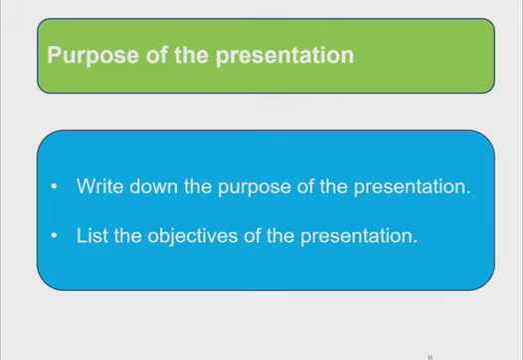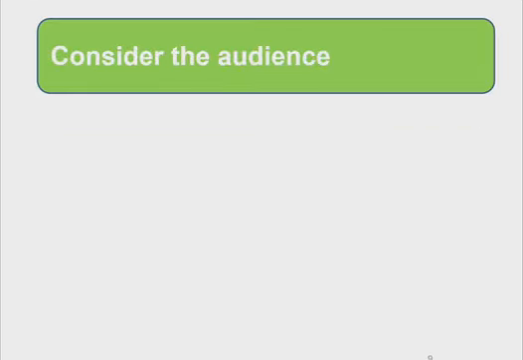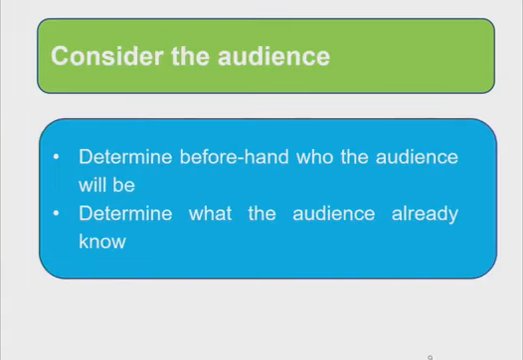So what do we do before we even do the actual presentation? You need to decide on the purpose of your presentation. So you write down your purpose, and then you also write down or list the objectives of that presentation. Next, you need to consider your audience, right? So you need to determine beforehand who you will be presenting to. Also, you need to determine what the audience already knows.